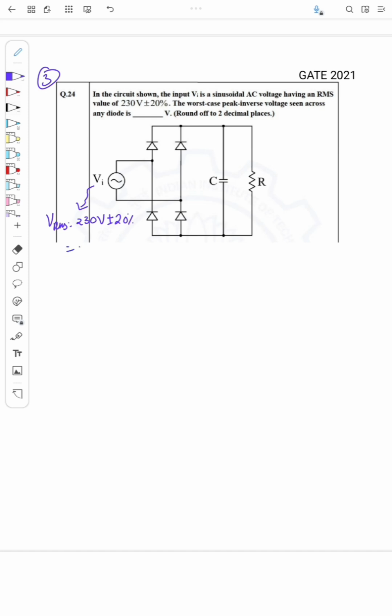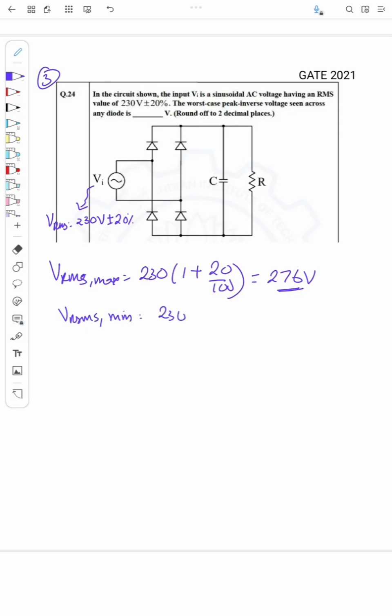Right, so the maximum Vrms is 230 into 1 plus 20 by 100, so this will be equal to 276 volt, and Vrms minimum is 230 into 1 minus 20 by 100, equal to 184 volt.